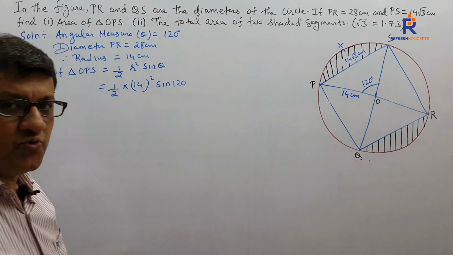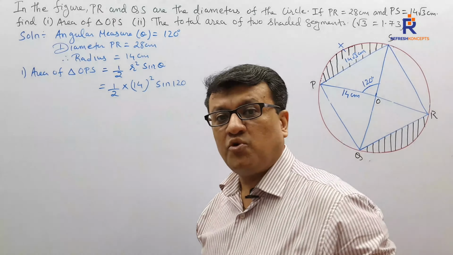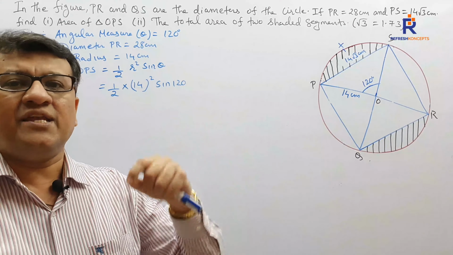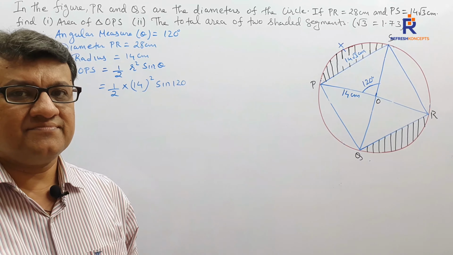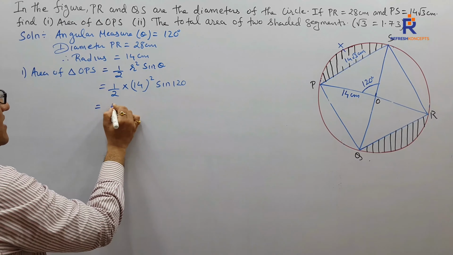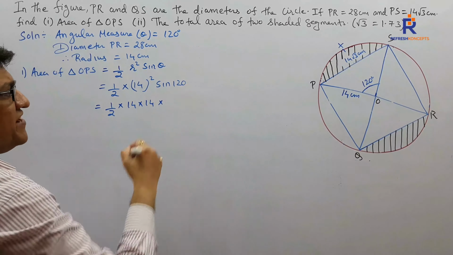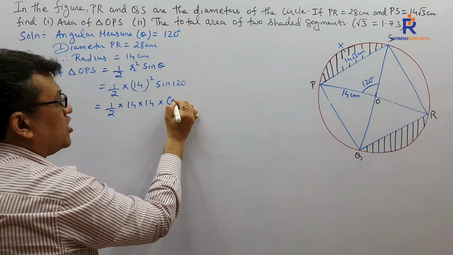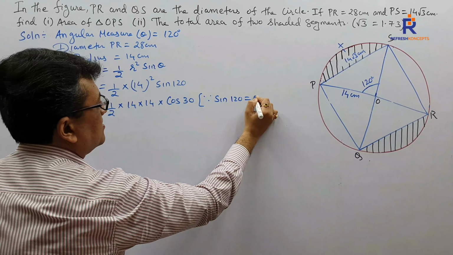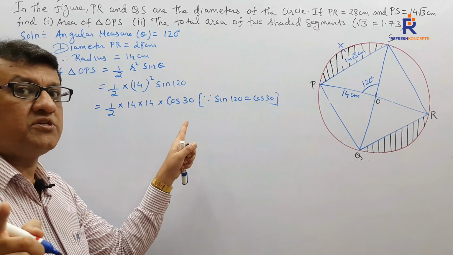Now there are many who are not aware of sine 120 and they might ask, sir, we haven't learned it, our curriculum has not told us what sine 120 is. Then sine 120 is cos 30. Keep this in mind. So it is half into 14 into 14 into, instead of writing sine 120, I shall write cos 30, since sine 120 is cos 30. If you are not aware, you need to keep this in mind.